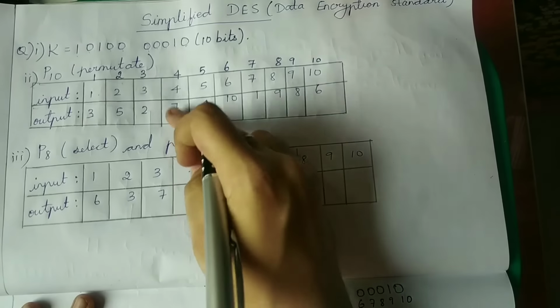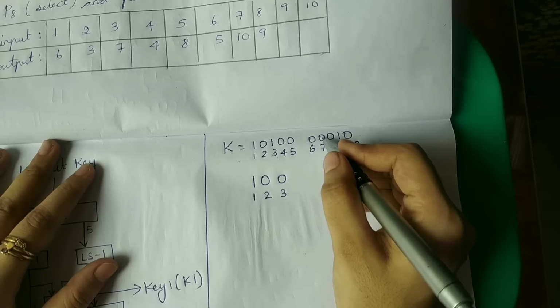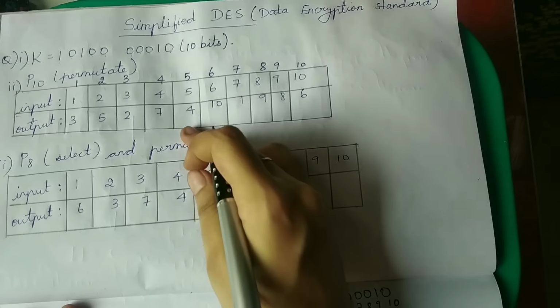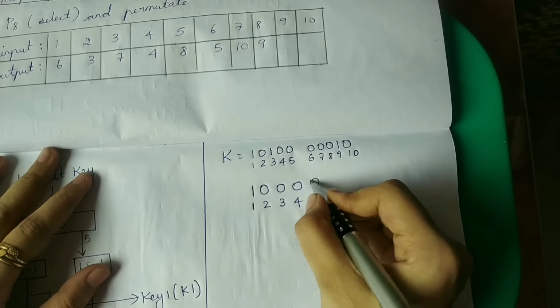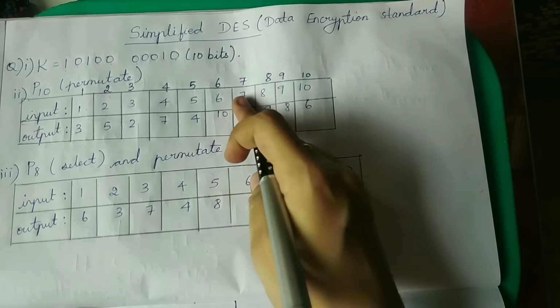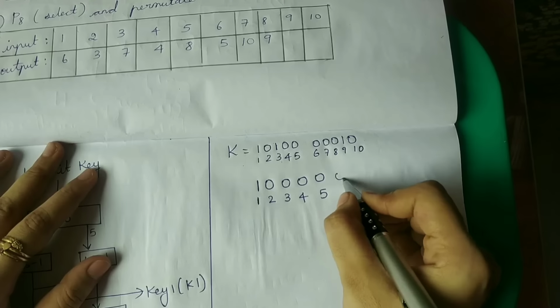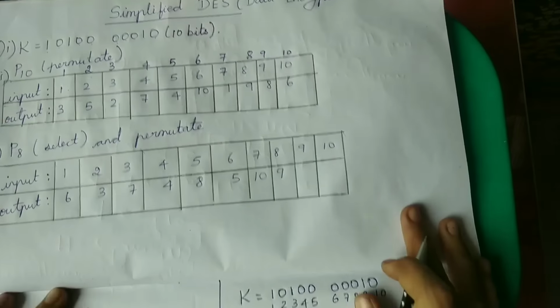Next it is 7 to 4. So here 7th bit is 0. So 0 to 4. Next it is 4 to 5. So here the 4th bit is 0. So I'm going to bring that to 5. Next it is 10 to 6. So here 10th bit is 0. So 0 to 6.